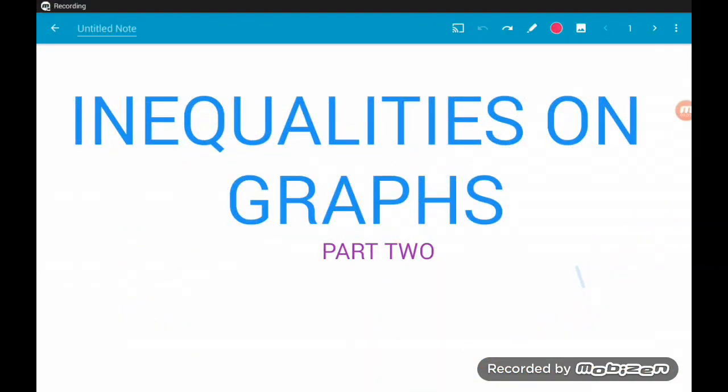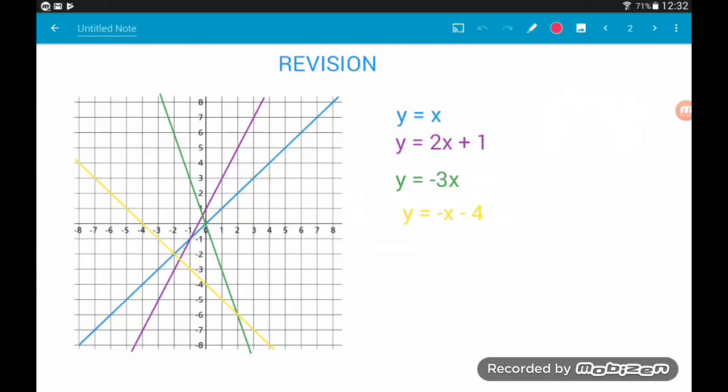Hey guys, welcome to part 2 of plotting inequalities on graphs and finding regions bounded by them. If you haven't checked out part 1 yet, really do go back and check that out first. Make sure you're really happy with what we did there, because things are about to get a tiny bit more complicated. Okay, so if you're happy with part 1, let's get cracking.